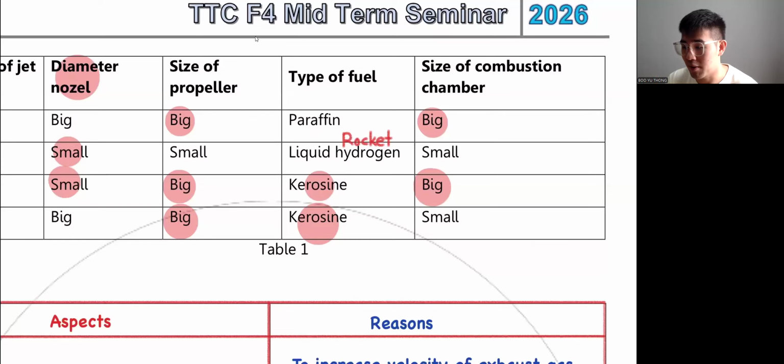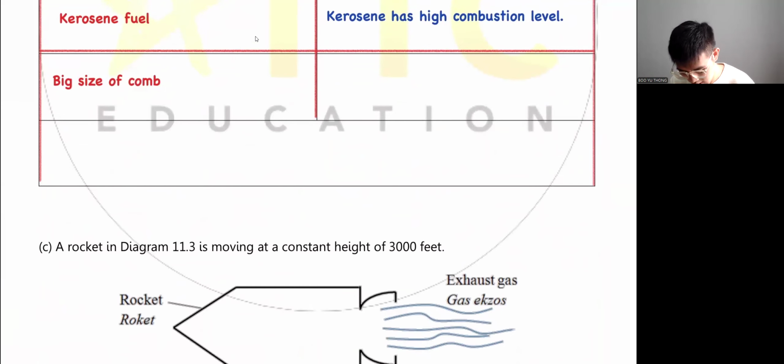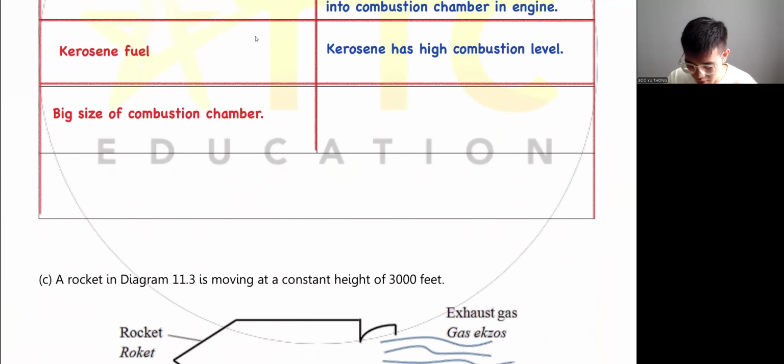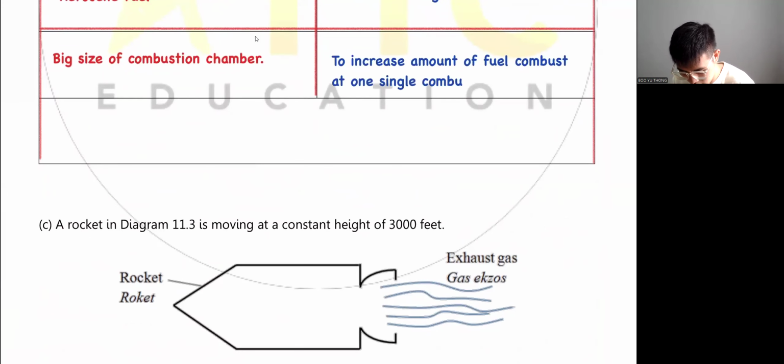And once you know the answer is big, then just write big in front of the characteristic: big size of combustion chamber. And just now, as I explained, if the size of the combustion chamber is big, this will be able to increase the amount of fuel combusted at one single combustion. That means one combustion, one time, can burn more fuel, right?